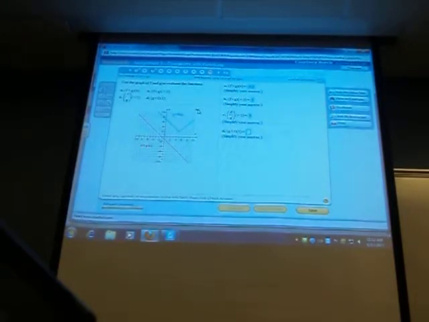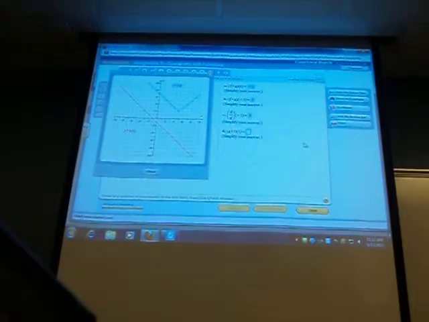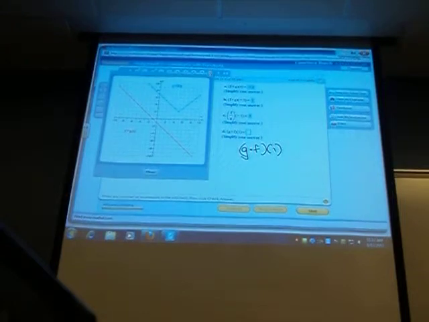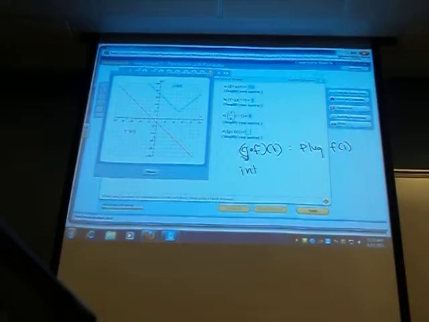Okay, and then the last one is similar to part B. It asks me for G of f of 1. Now G of f means I want to plug f of x into G of x. So if they ask me for G of f of 1, I'm going to plug f of 1 into G of x.